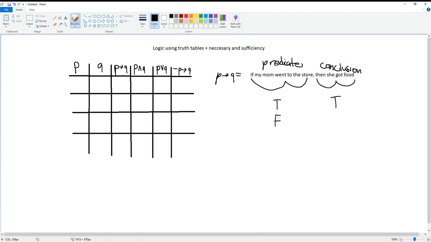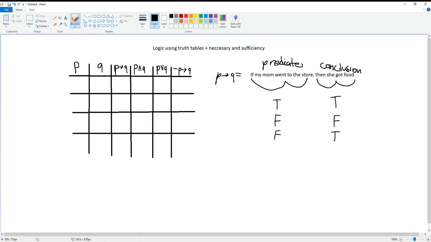But if the predicate now is false, then no matter the value of the conclusion, so if the conclusion's false, if my mom didn't go to the store and then she didn't get food, then that holds because either way, the predicate is false, so the value of the conclusion doesn't matter. So let's put false here for the predicate and true here.